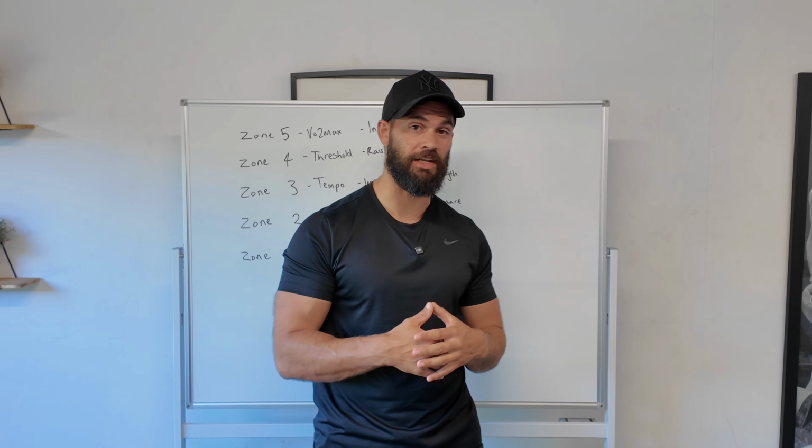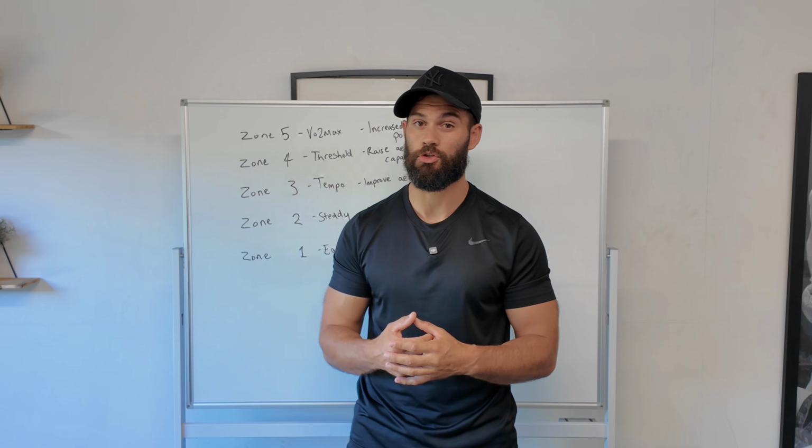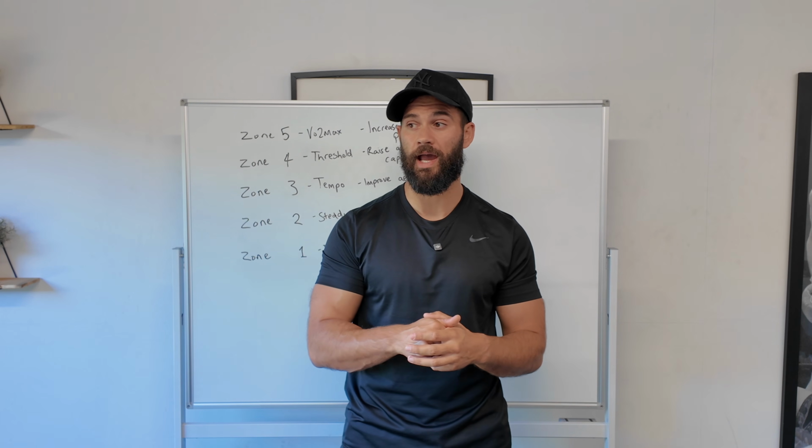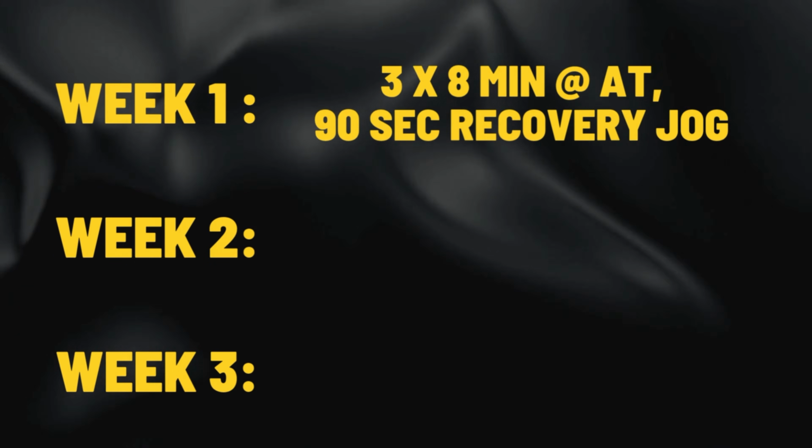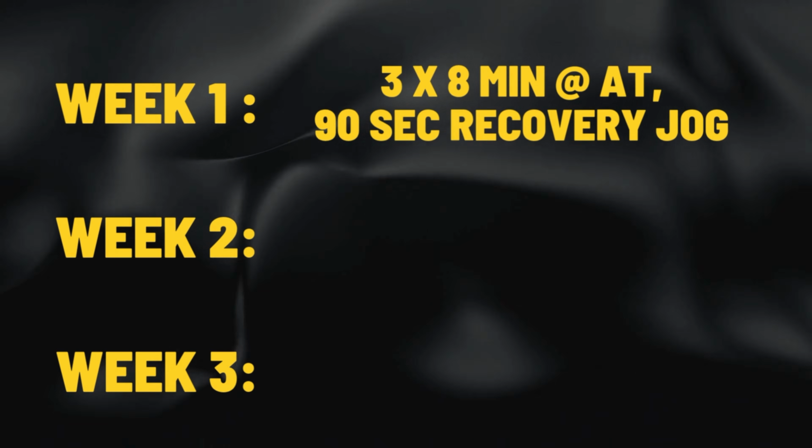If you're a little bit more of an intermediate, more serious runner, you can do a 5K in about 20 to 22 minutes. Maybe you're going for a 60 to 80 minute Hyrox time. Here's your 3-week progression. Week 1, you're going to do 3 sets of 8 minutes at anaerobic threshold with 90 seconds of jogging.